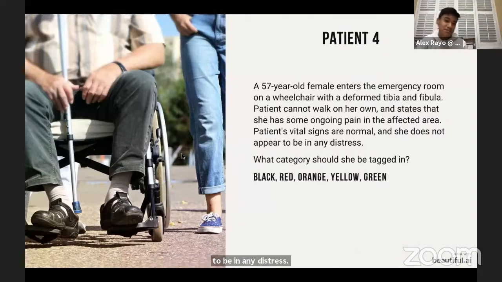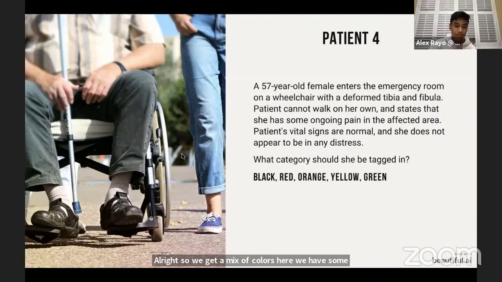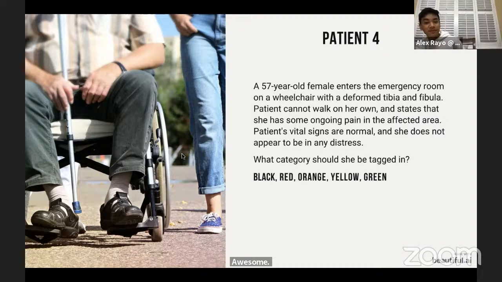All right, so we get a mix of colors here. We have some green, yellow, orange, more yellows, green, maybe yellow. Awesome. Lots of yellows, actually. Okay.